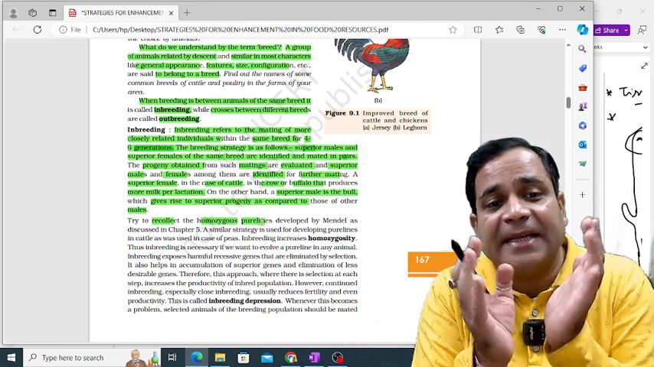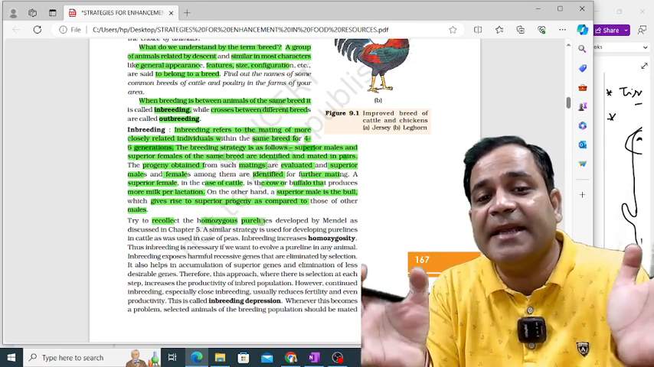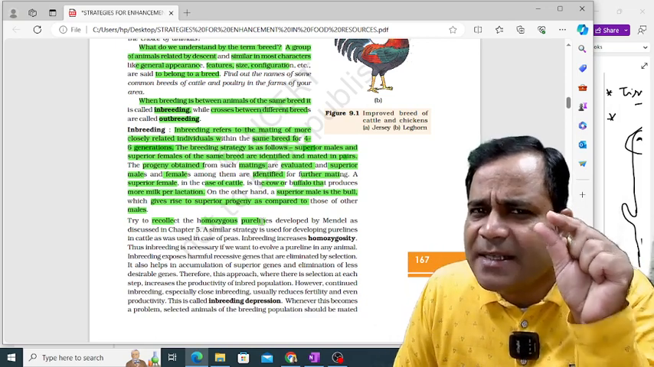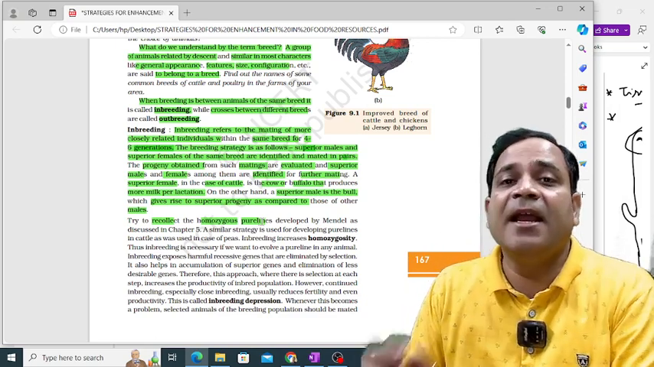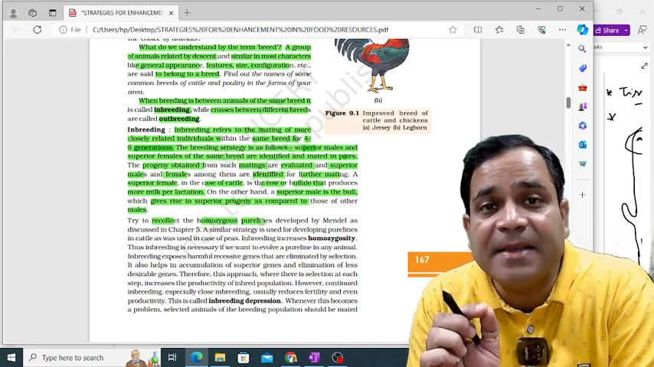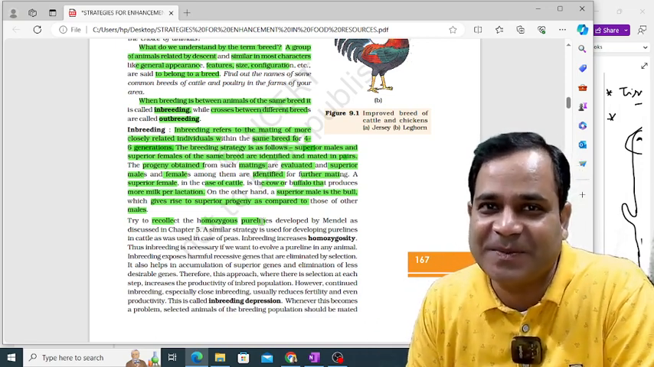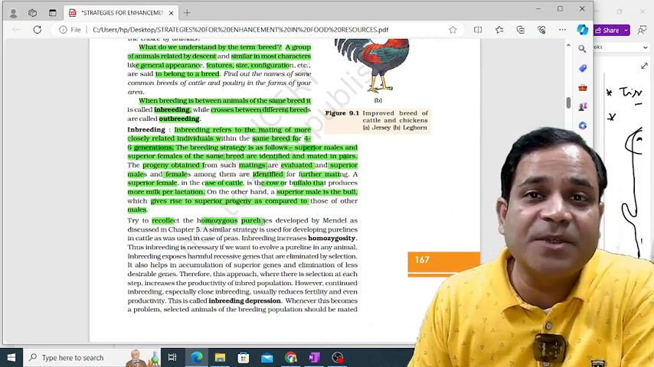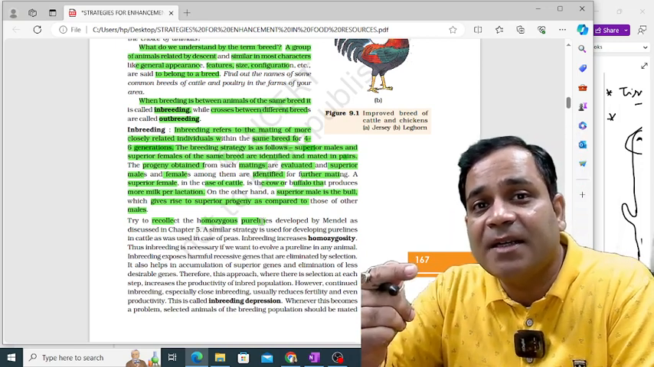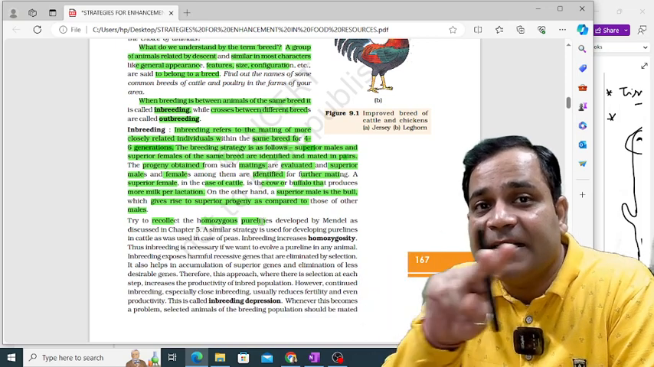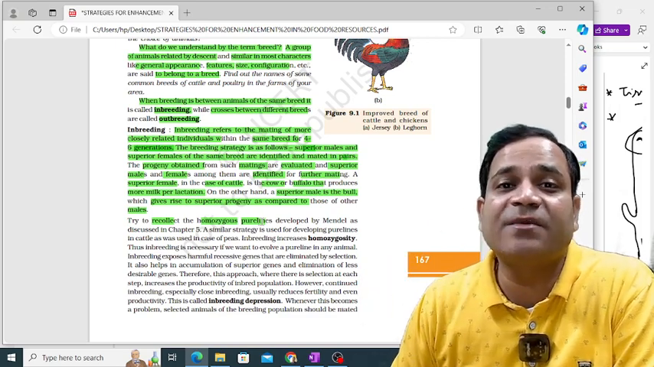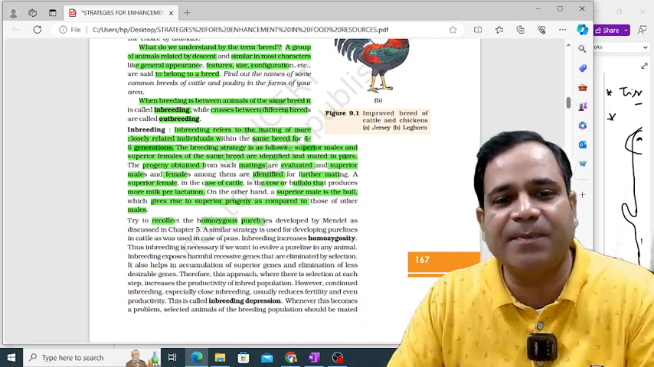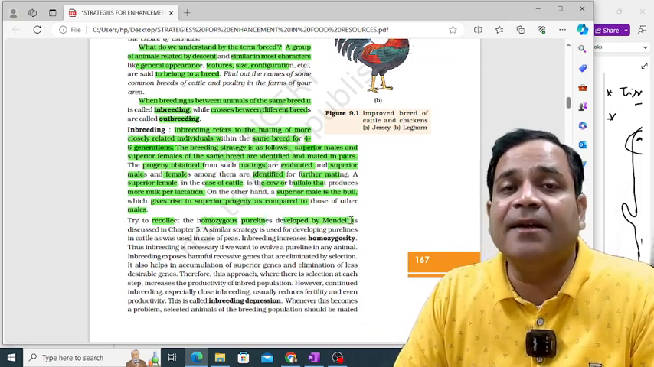Let's try to recollect the homozygous pure line. The terms homozygous and heterozygous are simple. If I say homozygous, it means a similar structure of chromosomes. So a similar structure of chromosomes is termed what? Homozygous. But a dissimilar pair of chromosomes is known as what? Heterozygous, my dear.